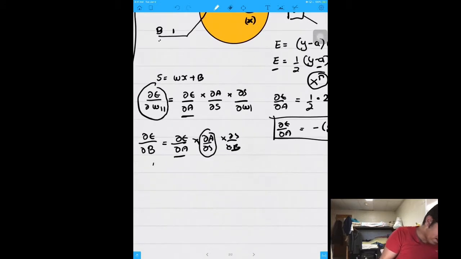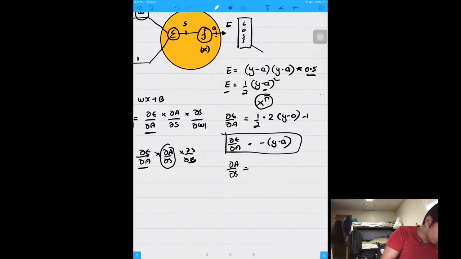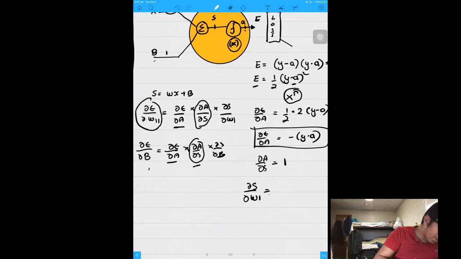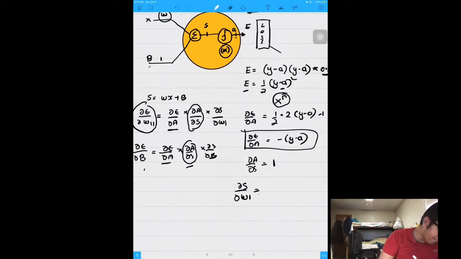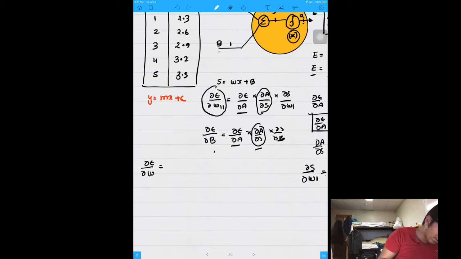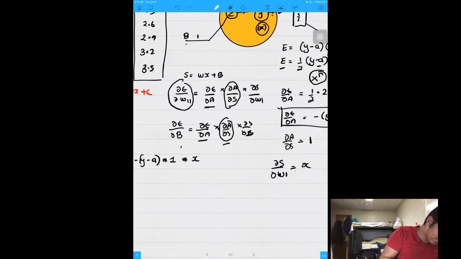So now we need to calculate the next part, that is dA by dS. Our activation function is a linear activation function, so the derivative of x is 1. So this is nothing but 1, right? Then I need to calculate S with respect to w. So what is my S? wx plus b, right? If I differentiate with respect to w, I get x. Do you guys agree? So what is my final gradient now? dE with respect to dA, that is minus (y minus a); dA with respect to dS, that is 1; dS with respect to dw1, which is simply x. This is my equation number 1.